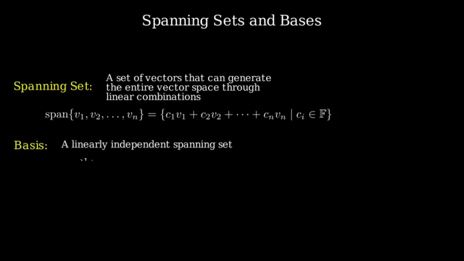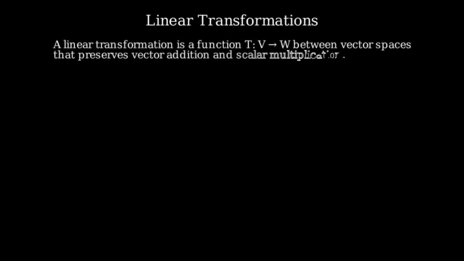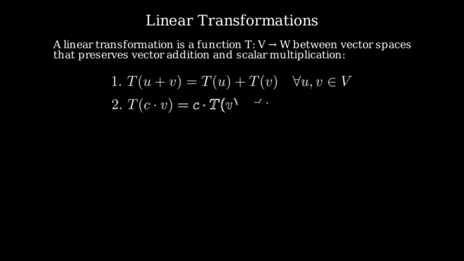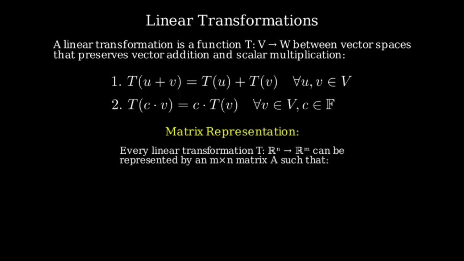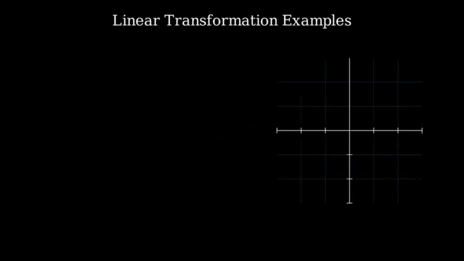Linear transformations are functions between vector spaces that preserve vector addition and scalar multiplication. Every linear transformation from R^n to R^m can be represented by an m by n matrix. A classic example is the rotation matrix in R^2, which rotates vectors by theta degrees while preserving their length. Linear transformations include rotations, which change the direction but preserve length, scaling, which stretches or shrinks vectors, reflections, which flip vectors across an axis, and shearing, which shifts vectors proportionally to their distance from an axis. Each transformation has a specific matrix representation.